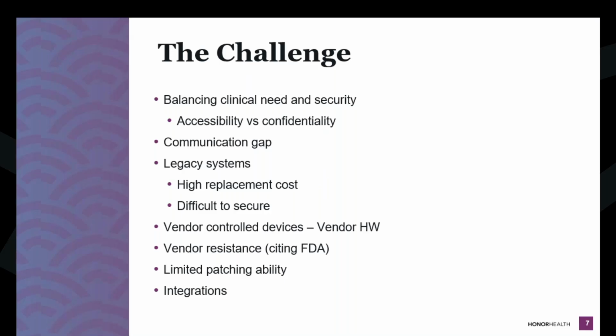And integrations. Integrations is such a big headache for all of us because the equipment now needs to talk to PACS, needs to talk to EHR and everything else. And then the physician wants to sit at home and look at the device, and everyone has their own specific needs. So I would say these are the main challenges for medical device security.